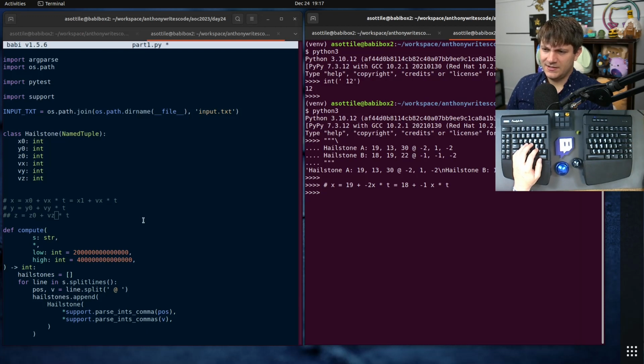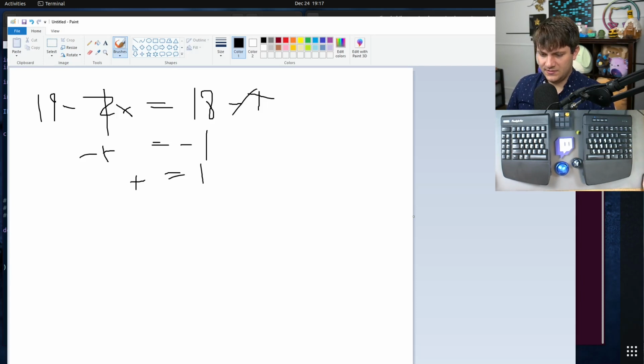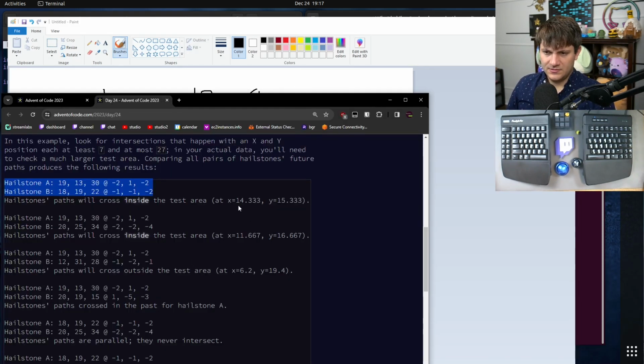And so at t of 1, doesn't sound right. They have 17 and 17. Is that what the example said? That's when they have the same x position.